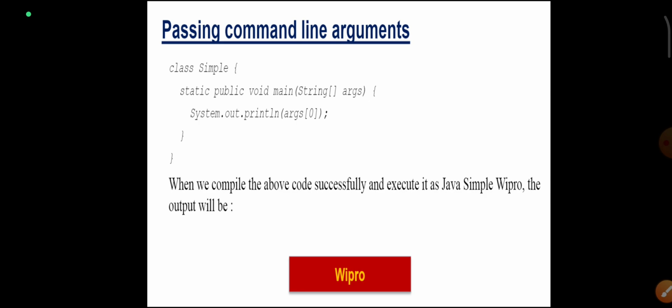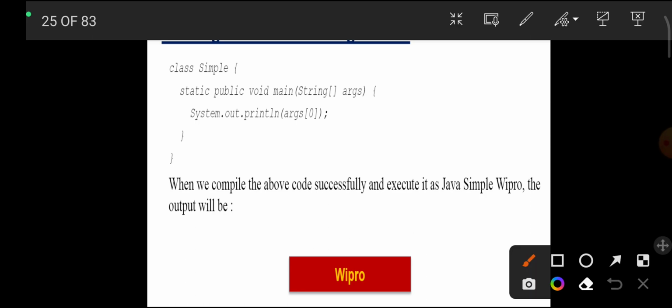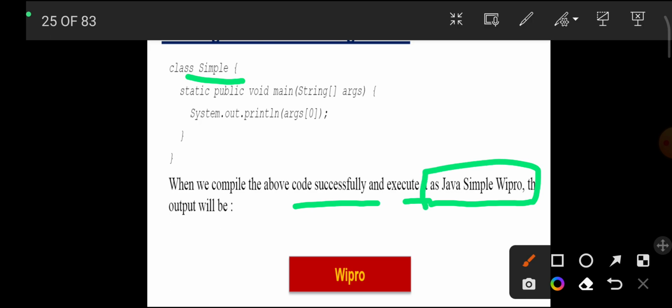Here I am passing the command line arguments. For example, I will show this with the help of ink. Here the name of the class is Simple, and after successful compilation of this code, at the time of execution, I am passing java Simple Wipro. Java is the command to execute, Simple is the name of this class, and Wipro is the argument which I am passing as the command line argument.